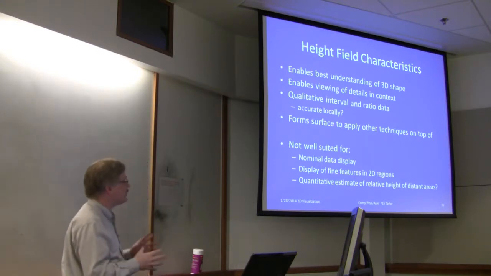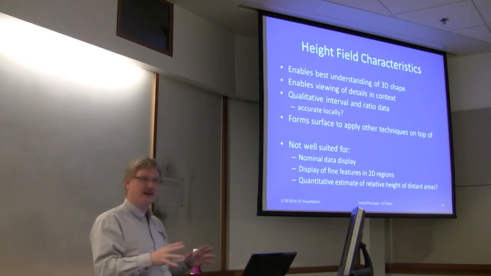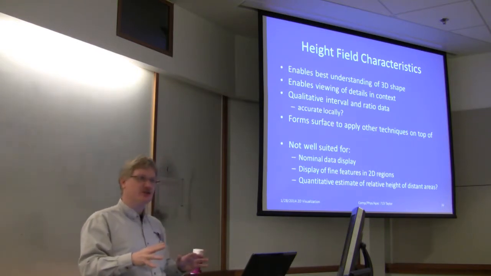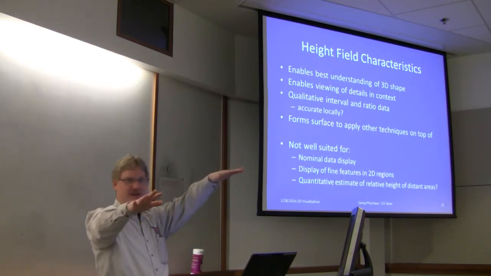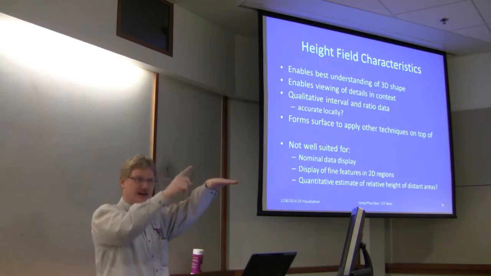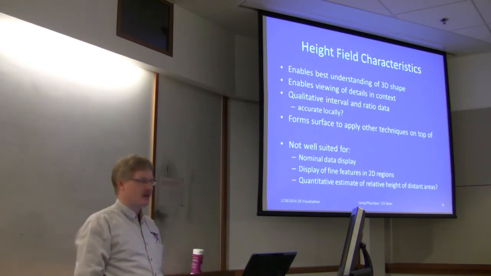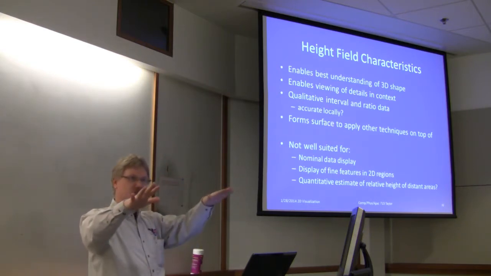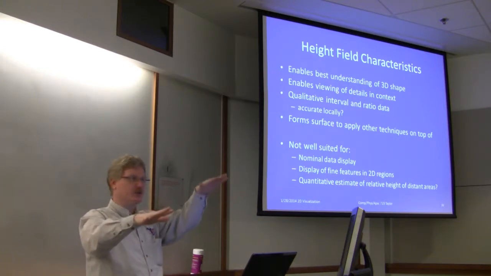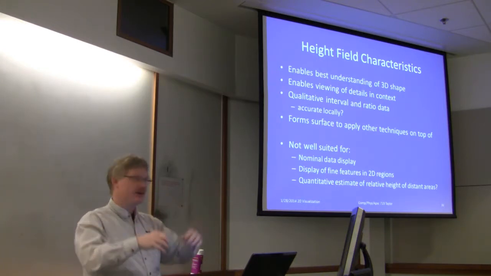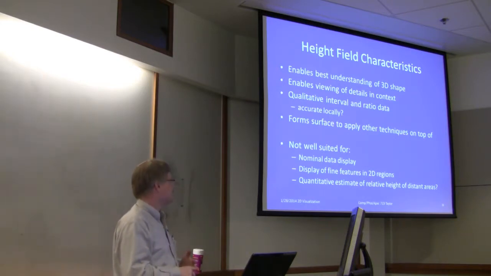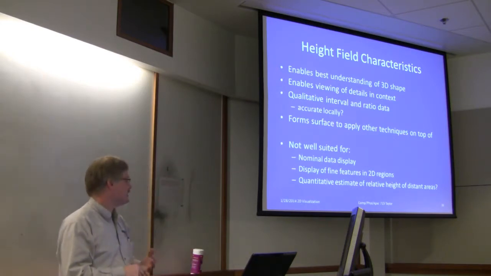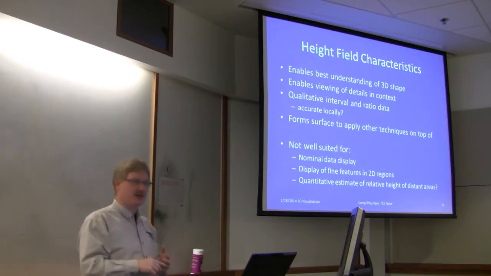You can do, I want to say, qualitative interval and ratio data, right? I'm not going to claim we need to do user studies that you can say, okay, this area over here and that area over there are the same height after we've integrated over the mountains and the valleys and some other things. If you wanted to do banding, it would show you that very clearly, but it wouldn't give you the relative local heights of features compared to other things as well. Not good for nominal data display, features in 2D regions, or distant areas quantitation.